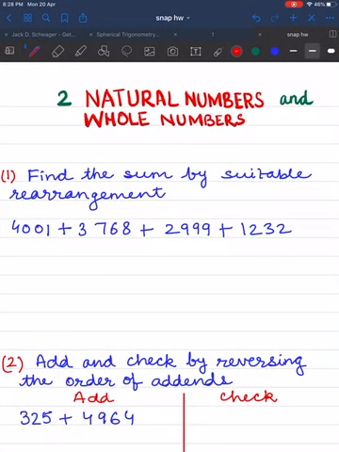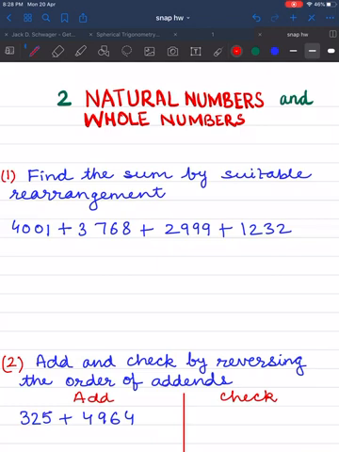Children, in the previous lecture, we discussed properties of whole numbers for addition. I hope all of you remember those properties. Now let us do some questions based on those properties. Now first question is find the sum by suitable rearrangement. So children, let's rearrange the numbers to simplify the addition.